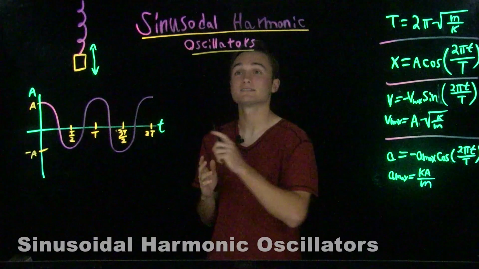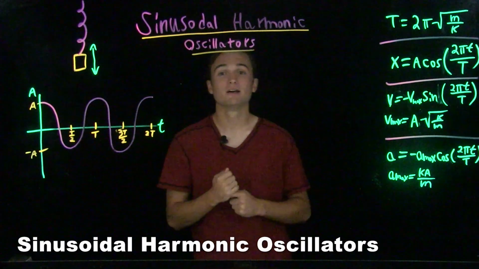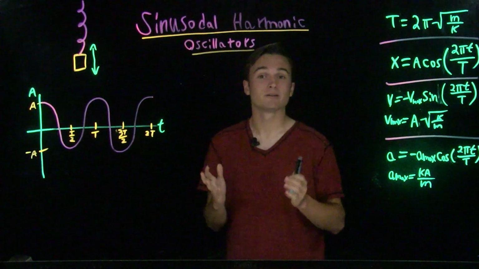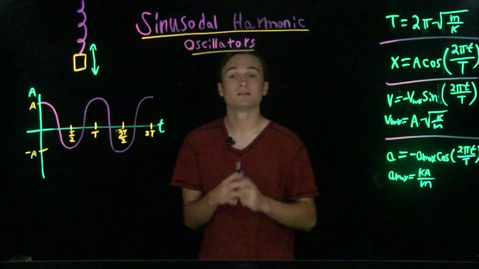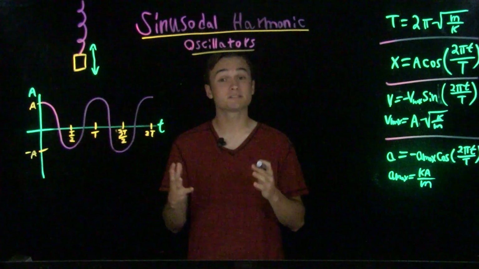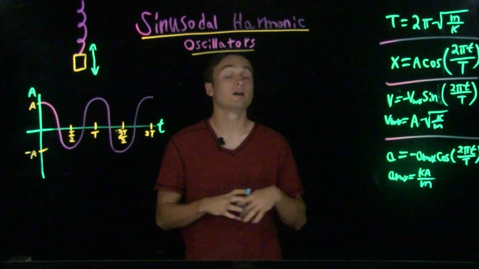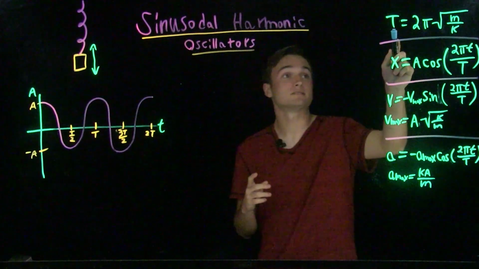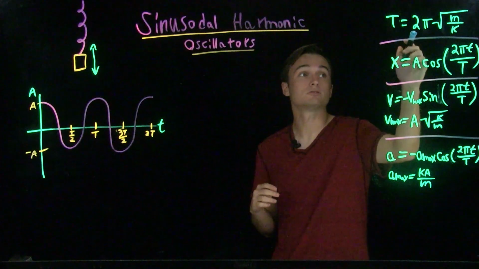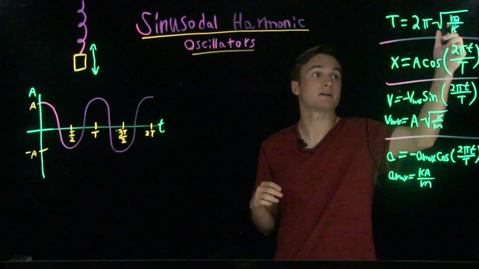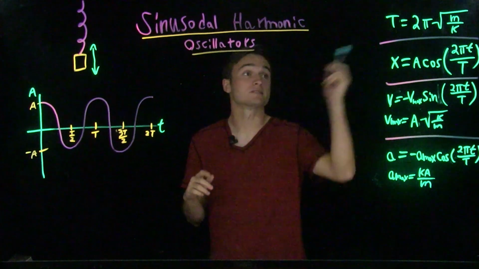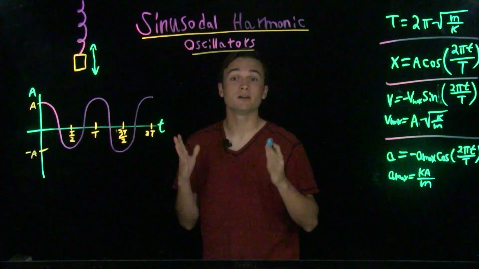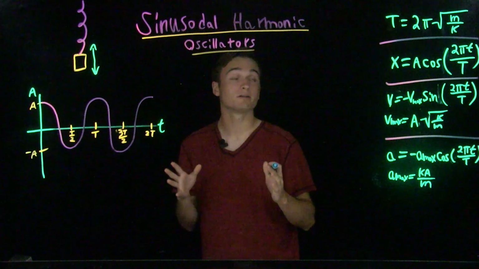Today we'll be discussing sinusoidal harmonic oscillators. So the first thing that we need to address is period. Period is the time it takes for something to complete one cycle. So when talking about sinusoidal harmonic oscillators, also known as SHOs, what we will be doing for our period is this equation, where period is equal to 2 pi times the square root of mass over the spring constant. Notice that amplitude is not in this equation. The amplitude of the object does not change its period.